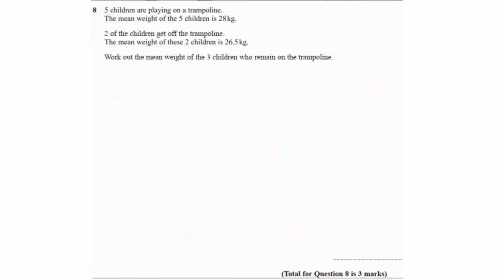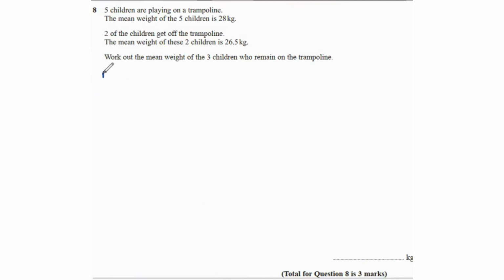And the next question says that 5 children are playing on a trampoline. The mean weight of the 5 children is 28 kgs. 2 of the children get off the trampoline and the mean weight of these 2 children is 26.5 kgs. We need to work out the mean weight of the 3 children who remain on the trampoline. So in this case, we need to find the sum of the weights for the 5 children separately and then use that to find the sum of weight for the 3 children and then further use that to find the mean weight of those 3 children.